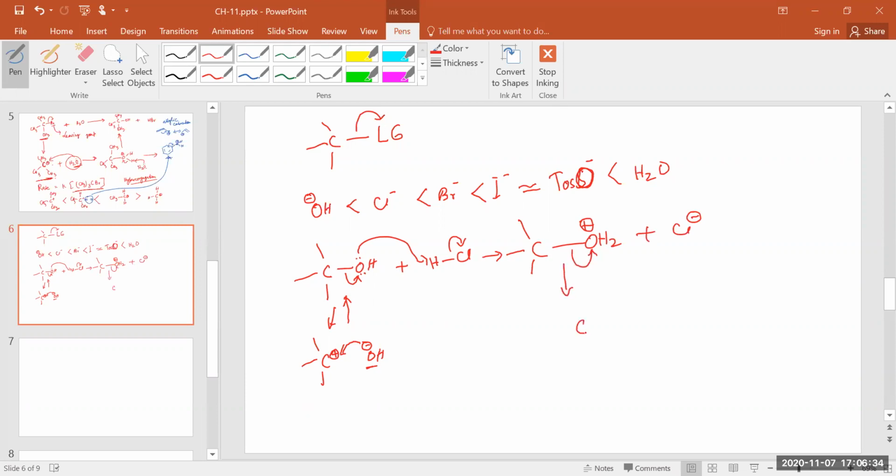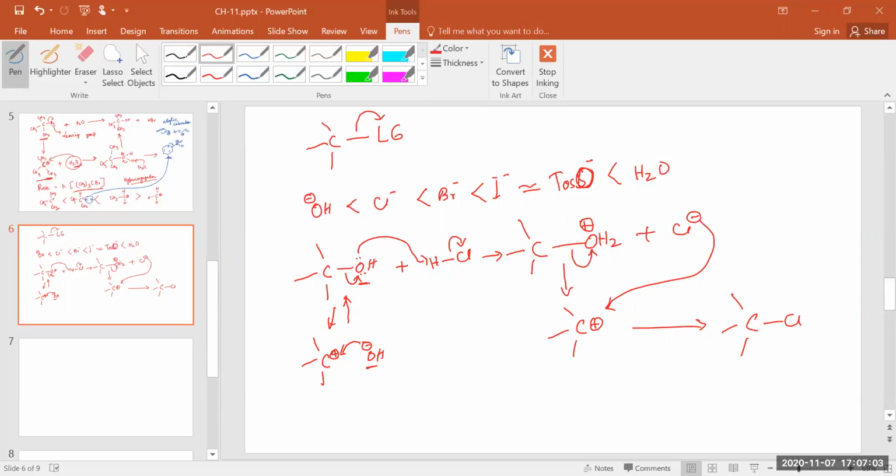Then it will form the carbocation, and this Cl minus will react here. So this is via an SN1 reaction. There are several ways. OH is not a good leaving group, so we make it a leaving group by reacting it with different reagents.